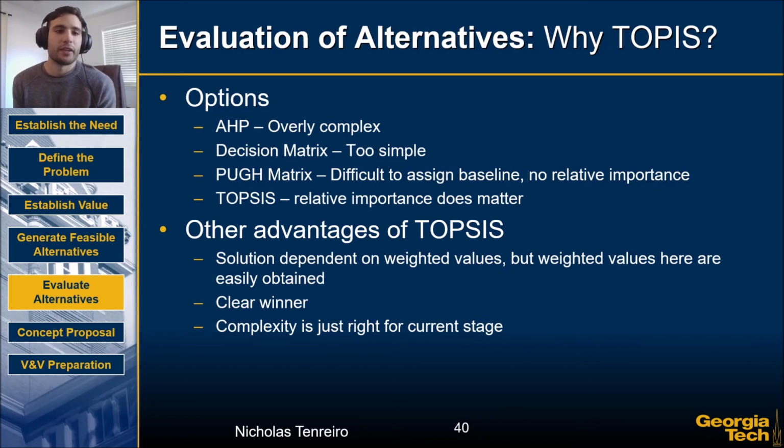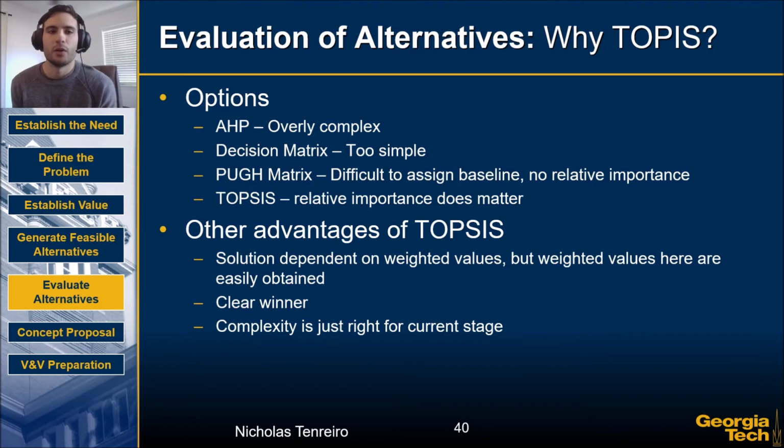Decision matrix, on the other hand, is too simple. It doesn't take into account enough, especially relative importance, just like the Pugh matrix. And with that as well, it's difficult to assign a baseline. TOPSIS does allow us to assign relative importance. And then on top of that, it's dependent on weighted values, which can be a disadvantage. But the weighted values in our case are very easy to assign.